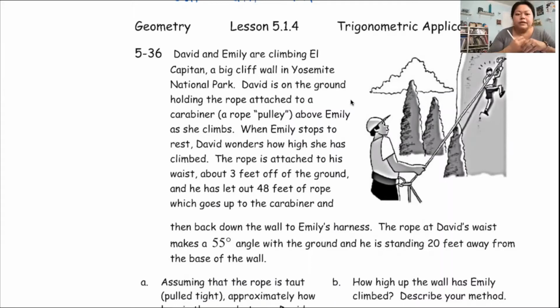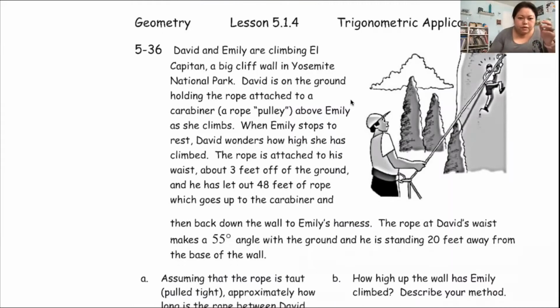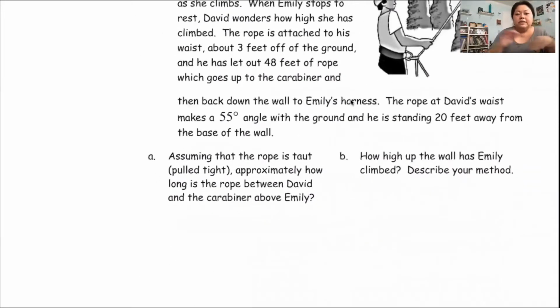The rope at David's waist makes a 55-degree angle with the ground, and he is standing 20 feet away from the base of the wall. Assuming the rope is taut, pulled tight, so there's no lag in it, it's not sagging, approximately how long is the rope between David and the carabiner above Emily?